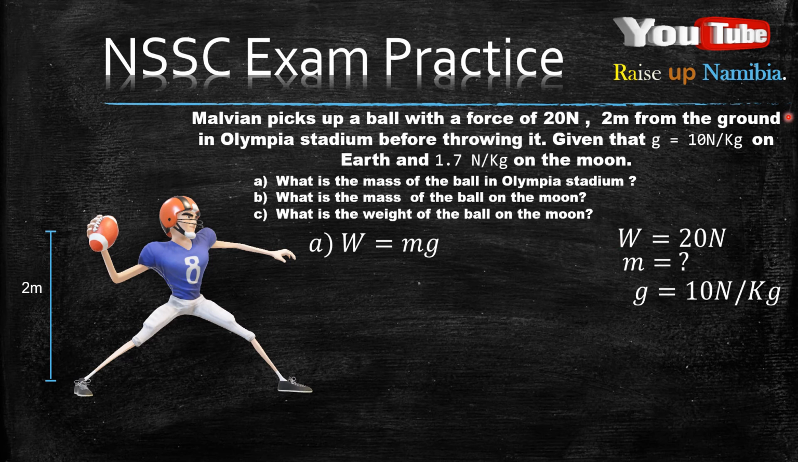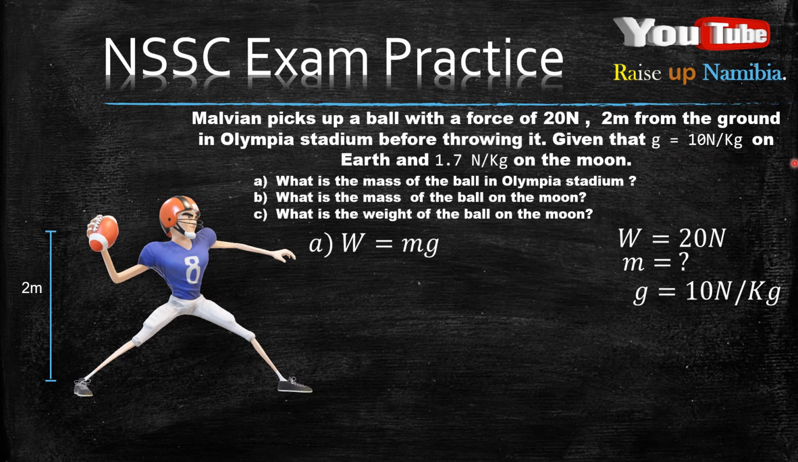How do I know that it's 10 newtons per kilogram? Look, the question says, what is the mass of the ball in Olympia Stadium? Okay? Now, don't get confused. You already know that Olympia Stadium is in Windhoek. Where is Windhoek? Windhoek is on Earth. Okay? Now, the fact that it's on Earth, it means its gravitational field strength is 10 newtons per kilogram. Okay? Because you are given here that on Earth, it's 10 newtons per kilogram.